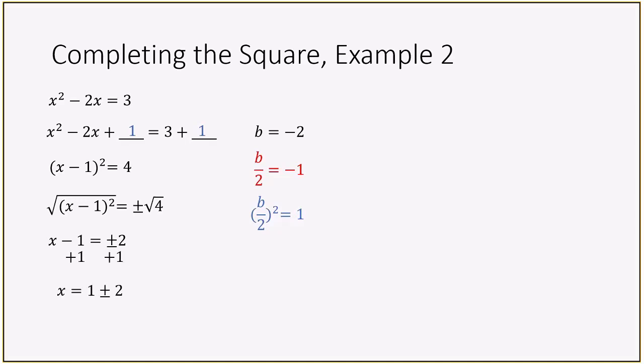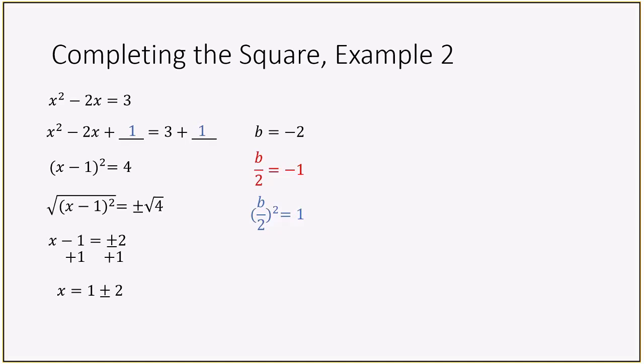Get x is equal to 1 plus or minus 2. Well, that plus or minus 2 isn't some sort of Greek symbol. That's completely meaningless. It means, well, hopefully what you think it means. It means that I actually have two solutions. One of them is 1 plus 2, and one of them is 1 minus 2.